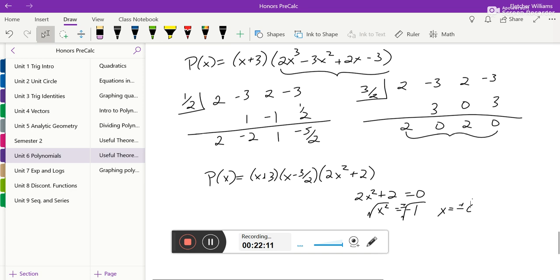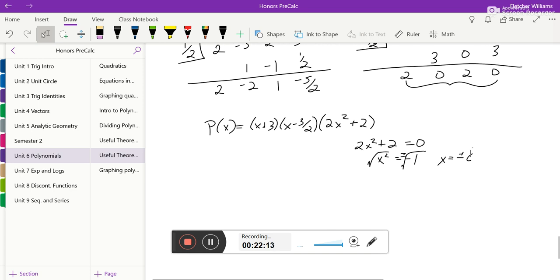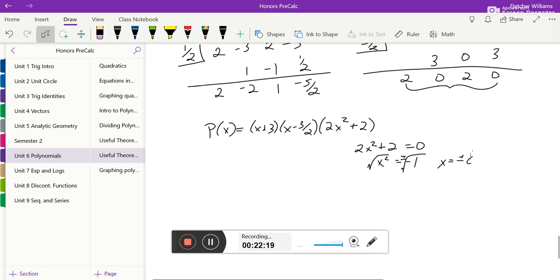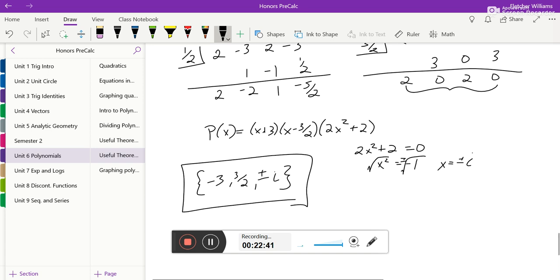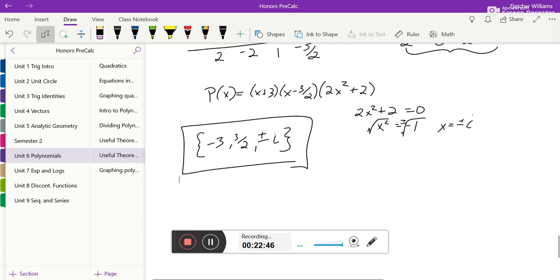And that satisfies our conjugate theorem too, because any imaginary root has to come with its conjugate. So we have plus i, so we have to have minus i. So this gives us all of the roots for the problem. So you can write your solution set like this. So now we know our roots are negative 3, 3 halves, and plus or minus i. So that's it. So that's how we combine all of these different theorems to actually get down to business and solve something like a 4th degree polynomial.